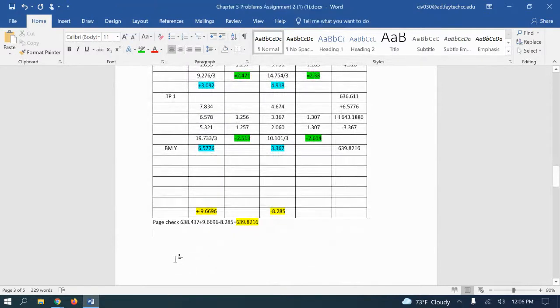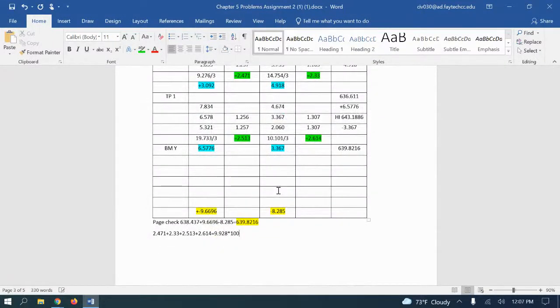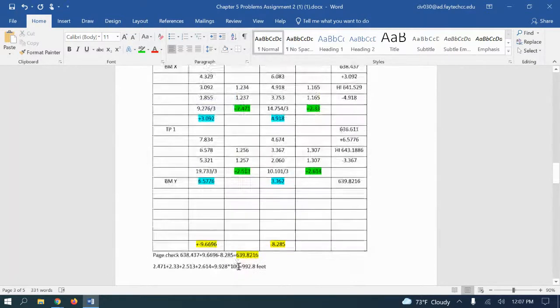So if I come down here, I'm just going to write them in. 2.471 plus 2.33 plus 2.58, 2.513 plus 2.614. Doesn't matter what order. I went here to here to here and then added this one, which gave me a total of 9.928. And then to get the distance, this stadia is 100, so times 100 would give me 992.8 feet. So that would be my final answer.